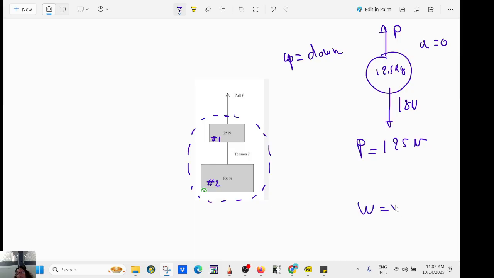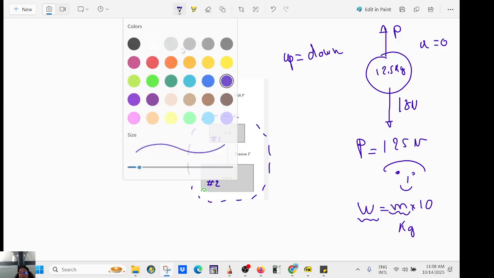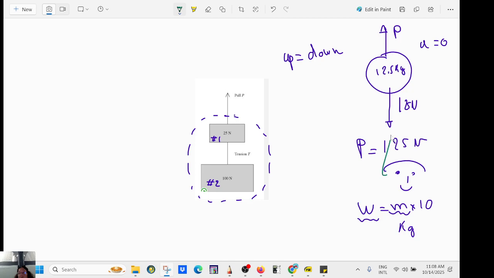Because the weight is mass times 10. Remember? Don't confuse. Mass is inertia, how much stuff. The weight is the pull from Mother Earth. Let's make Mother Earth. See, Mother Earth is pulling here.